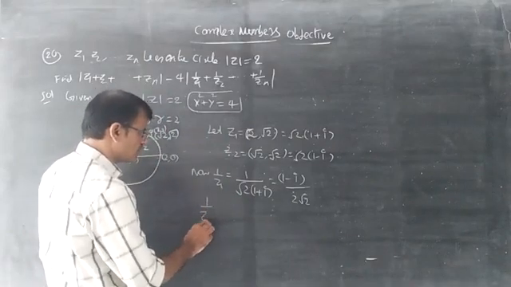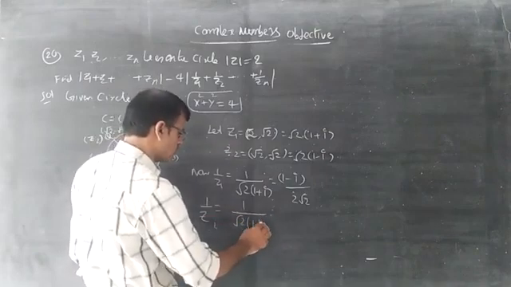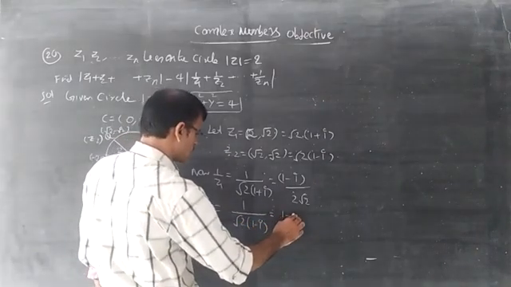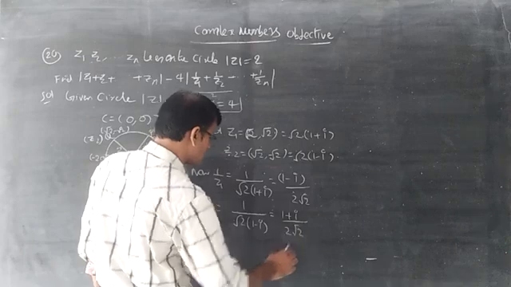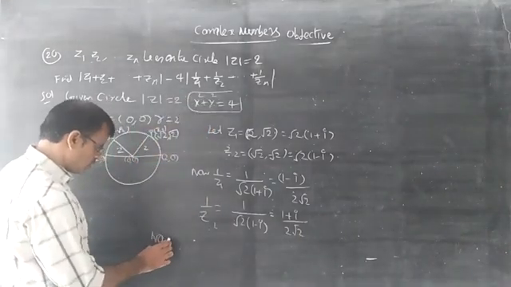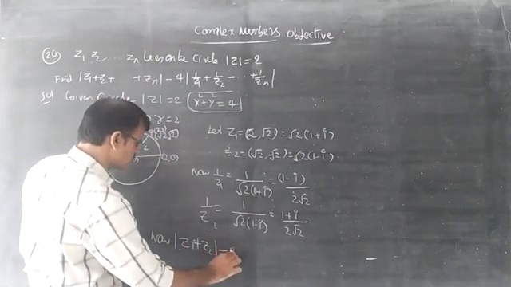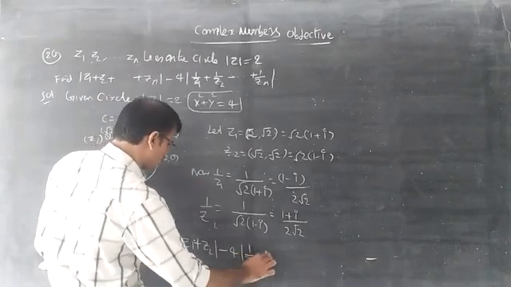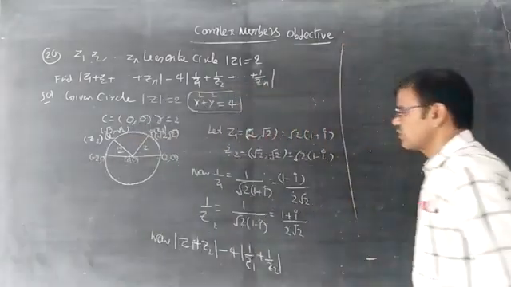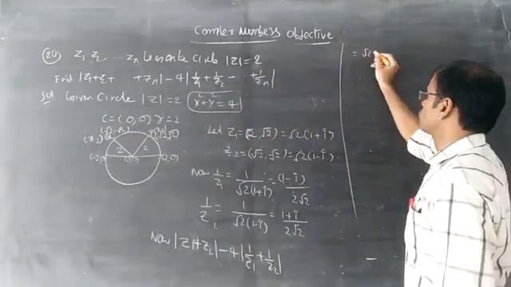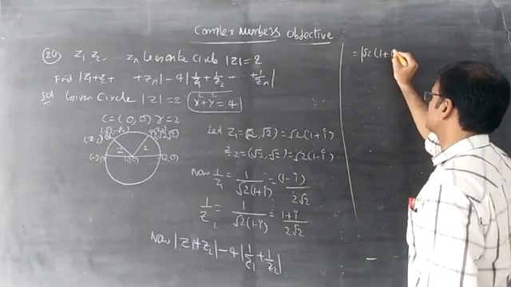In the similar way, 1 by Z2 becomes 1 by root 2 into 1 minus I. Taking reciprocal here, multiplying with the conjugate complex number in numerator and denominator, it becomes 1 plus I by 2 root 2. Now, what are we going to discuss? Modulus of Z1 plus Z2 minus 4 into 1 by modulus of 1 by Z1 plus 1 by Z2. So, what is the value of Z1 plus Z2? Root 2 totally you can put, taking common, it is 1 plus I plus 1 minus I.